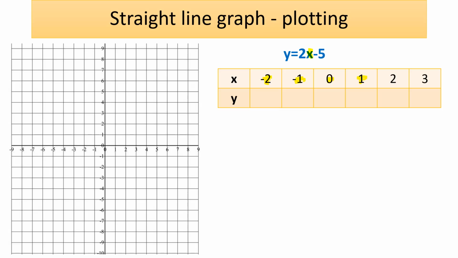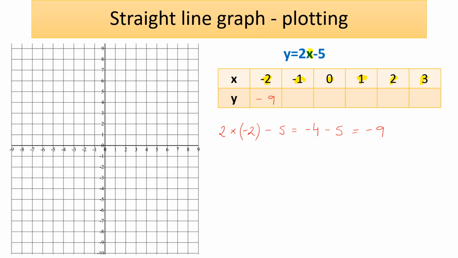For the first value, which is -2, I'm going to do 2 times -2, because that's the first value in the table, take away 5. I need to now calculate this. 2 times -2 is -4, and then take away 5. Remember that when you multiply one positive number and one negative number, the answer is negative. Now, -4 take away 5 is -9. That's -9, so I can put it into my table.